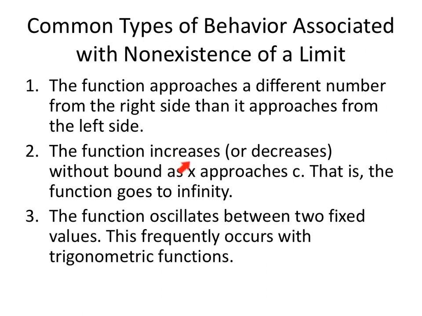The function increases or decreases without bound as x approaches c. So the function goes to infinity. And we saw that in the previous lecture with the limit as x approaches 1 of 5 over x minus 1. And sometimes the function just oscillates between two fixed values and it doesn't settle on anything. This frequently occurs with trigonometric functions.